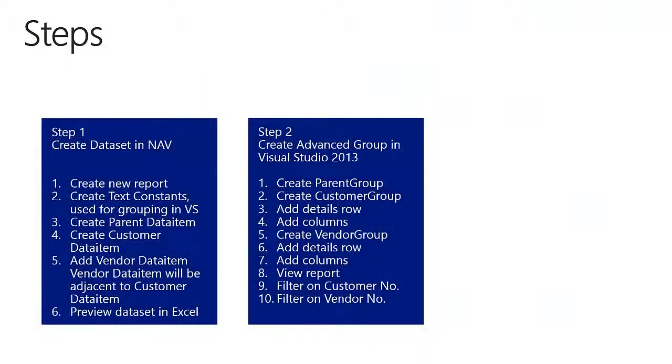So we're now at step number 2. We'll be creating the groups in Visual Studio. First, we'll start out putting in a tablix control, and then we will create a parent group on this, and we'll create a customer group and a vendor group, and in both these groups we'll add a details row, and then we'll add columns, and then we'll view the report to see how it looks. We will discover that we're missing filters on each of these groups, and then we'll filter on the customer number for the customer group, and we'll filter on the vendor number for the vendor group. But let's have a look.